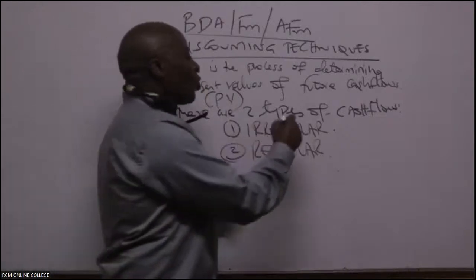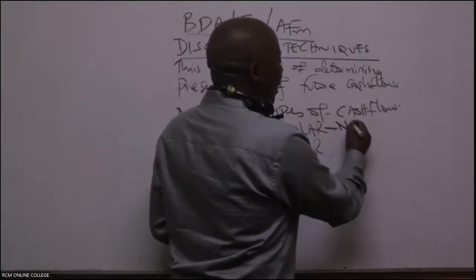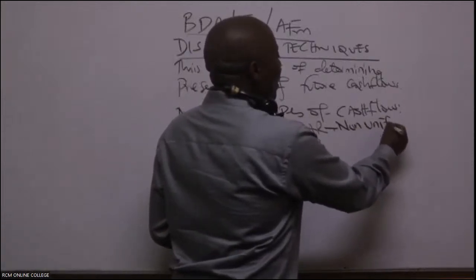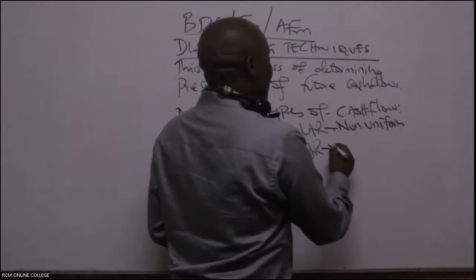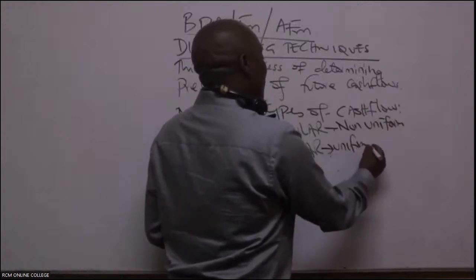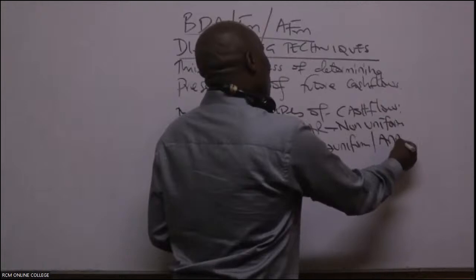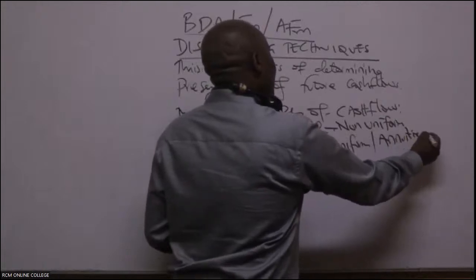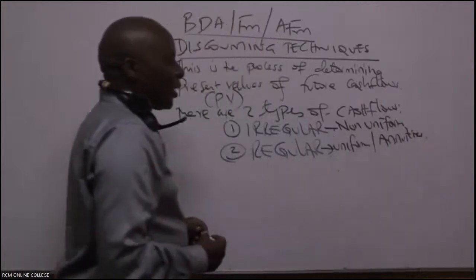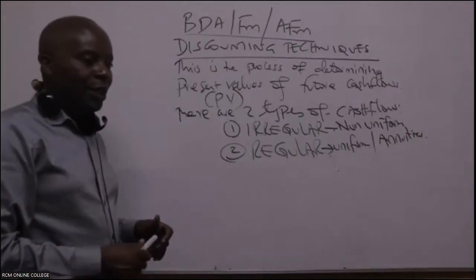Irregular are also known as non-uniform cash flows. The regular ones are known as uniform cash flows, what we shall be calling annuities.